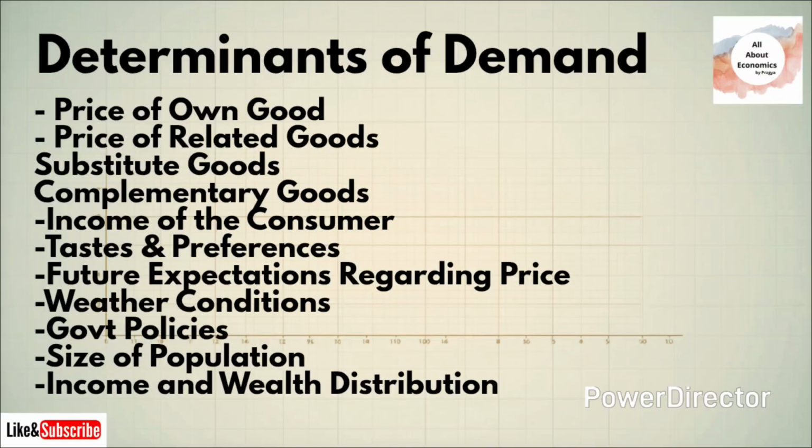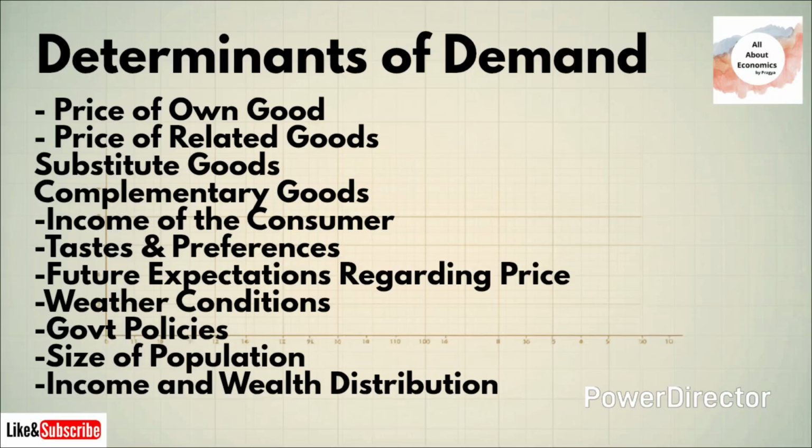Now let's talk about the determinants of demand. What factors affect demand? The first factor is the price of the own good. The price of the good we want to purchase affects the demand. If the price is more, we want to purchase less. If the price is less, we want to purchase more.